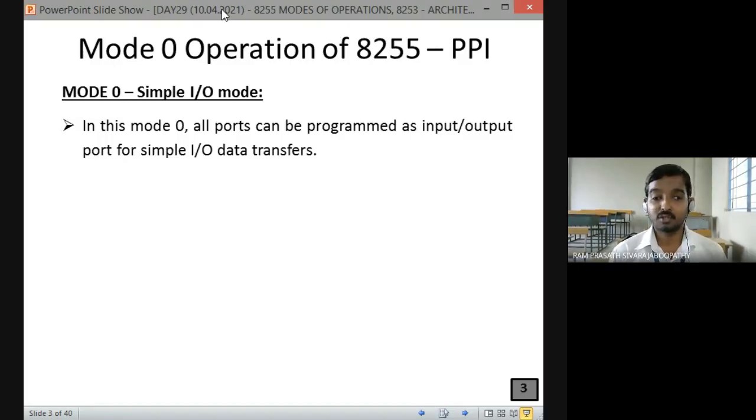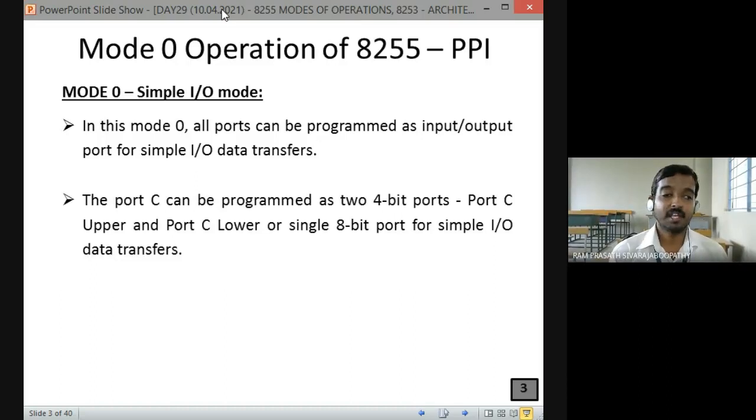So there is an assurance of data transfer. A valid data is transferred between the devices. There should be some assurance. But without the assurance, simply I write data or read data, what does that mean? Simple IO mode. Simply I'm going to read or write. I'm not going to have any acknowledgement or handshaking signals.